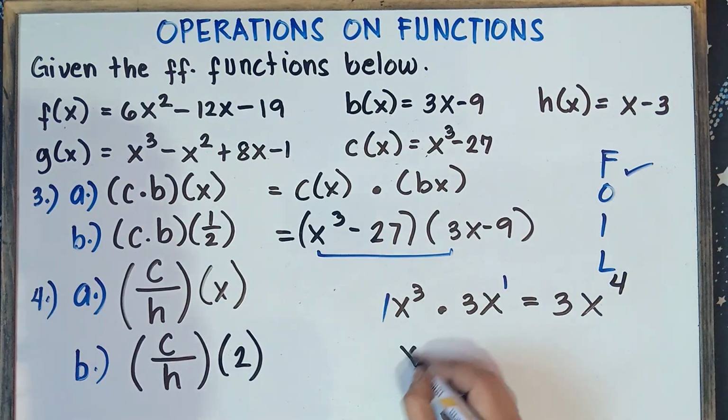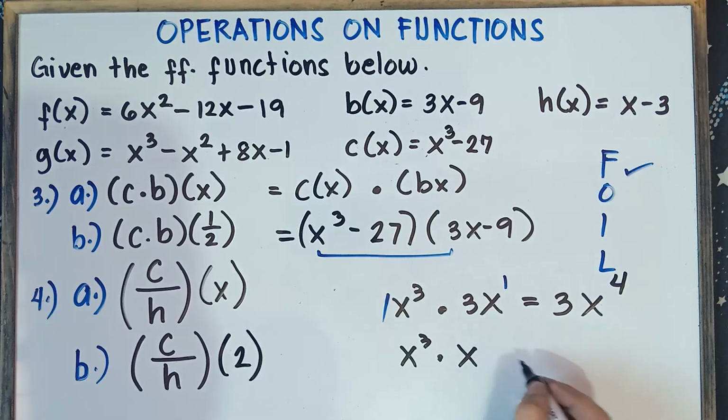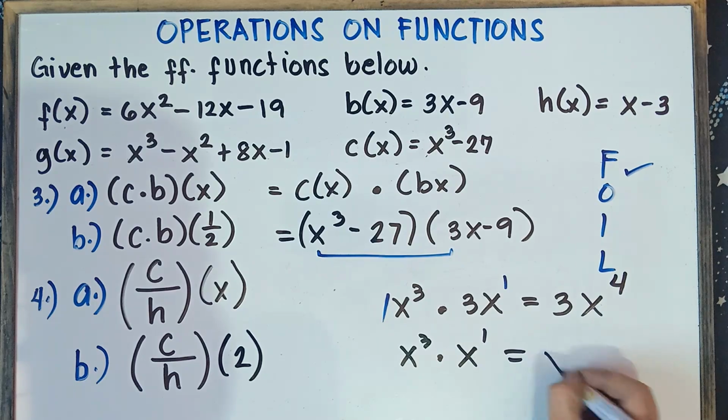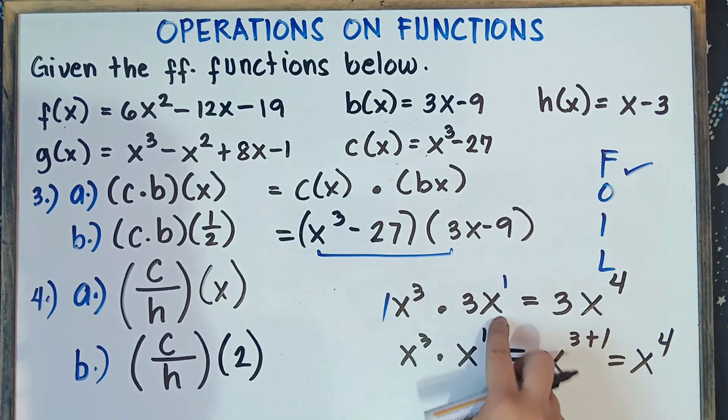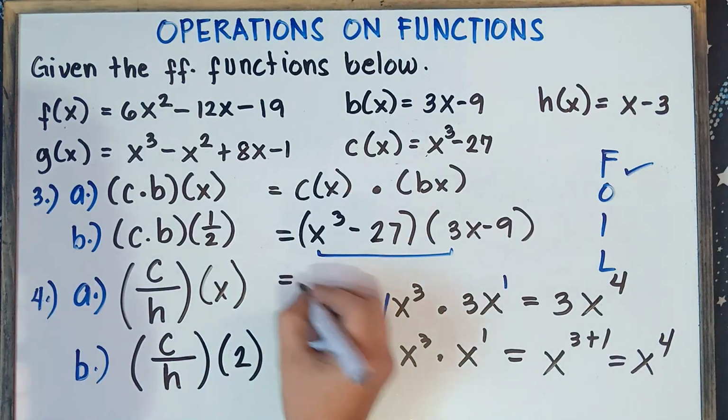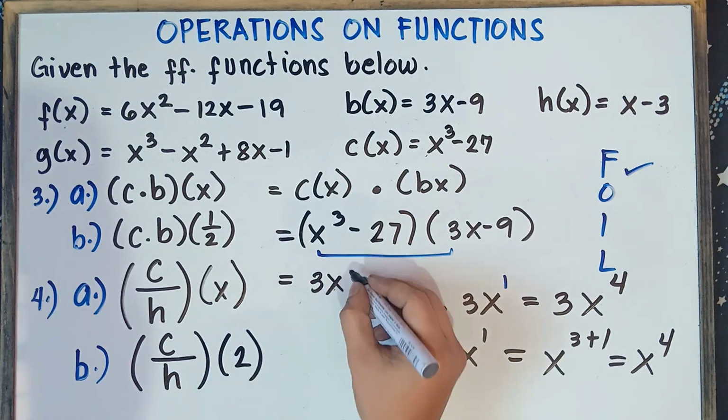Once again, x cubed multiplied by x, where x is the same as x raised to the power of 1. Same base, copy x, add the exponents: 3 plus 1 is x raised to the power of 4. So our answer is 3x raised to the power of 4, since 1 times 3 is 3 and x cubed times x is x to the 4.